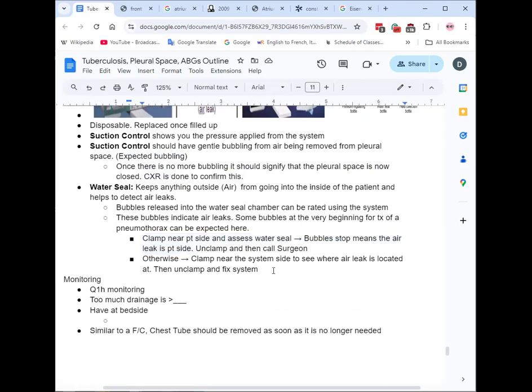I know he probably confused a lot of you because he said the wrong thing and then said never mind, oops. That might have confused people. So here I wrote: clamp near the patient's side, assess the water seal. If the bubbling stops, the air leak is patient side, and you have to call the surgeon. But if you clamp near the patient side and the bubbling continues, you can try to see where the leak is happening system side. Any confusion on this part? Let me know if anyone else is confused though.